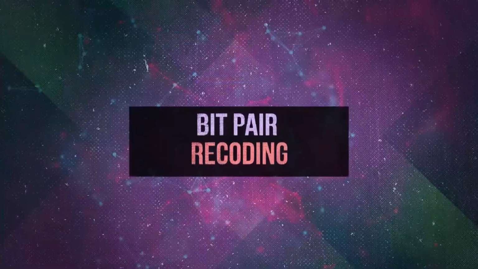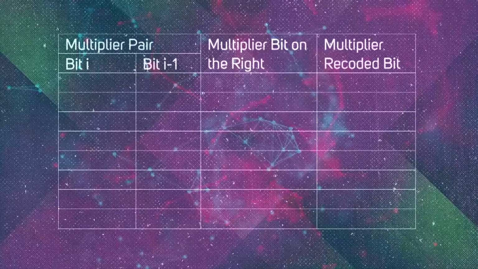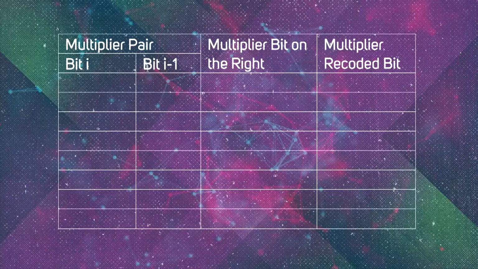Let me also introduce you to one more method, bit pair recoding, a fast multiplication technique that reduces the number of summands to n by 2 for n bit operands. Bit pair recoding is derived from Booth's algorithm. Booth recoded multiplier bits are grouped in pairs and give one recoded multiplier bit for each pair. This reduces the number of summands to n by 2, where n is the number of bits in the actual multiplier. The table given here shows the multiplier recoded bits.